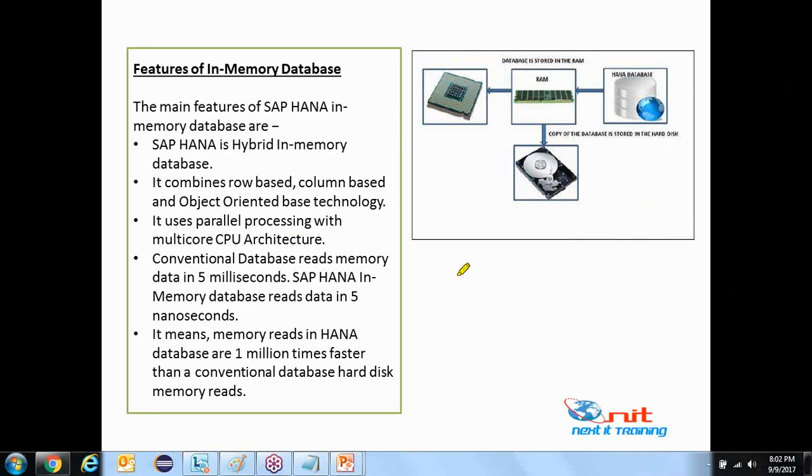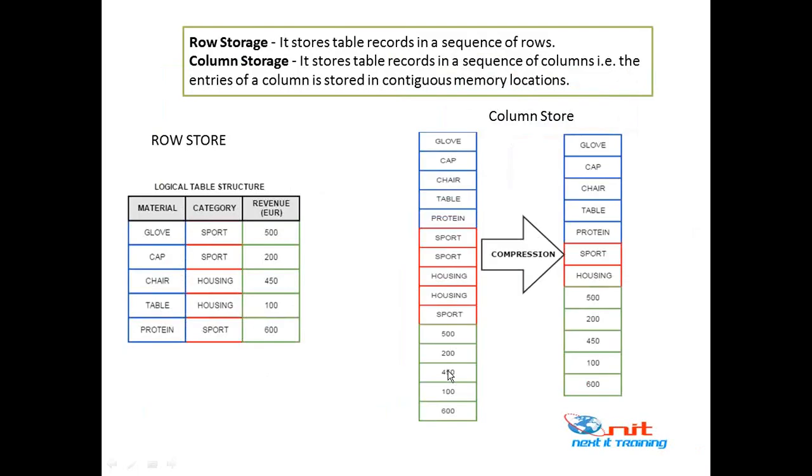Let's go to the next one. So see here, just go through the slide once and see what you can get from there. The row storage and column storage: this is what we call the software innovation, right? The hardware innovation is what we have seen, increasing the multi-cores and the RAM.